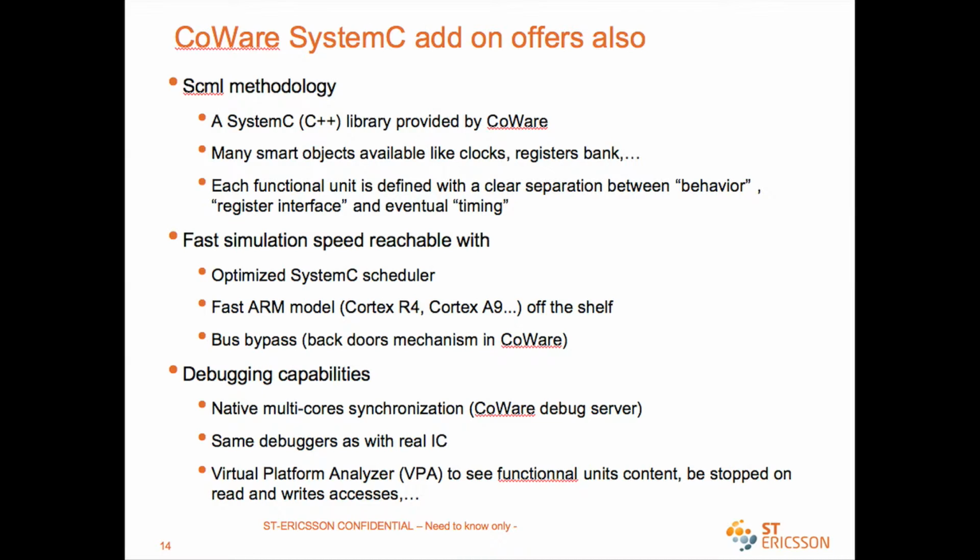You also have something which is really fruitful, the VPA, the Virtual Platform Analyzer. This tool allows you to see all the IPs you have in your system, and to see the register contents of all the blocks. You can put breakpoints on reads and writes on registers, so you can see at all times exactly what is happening in the system. This can be compared to a JTAG debugger, for example.